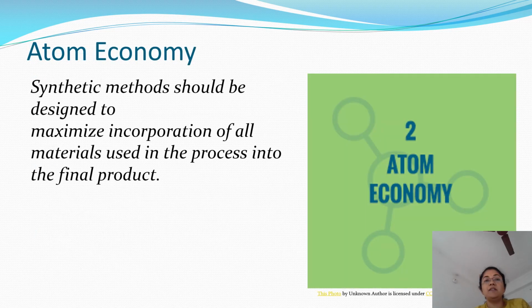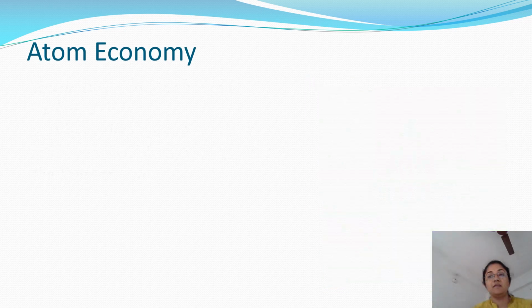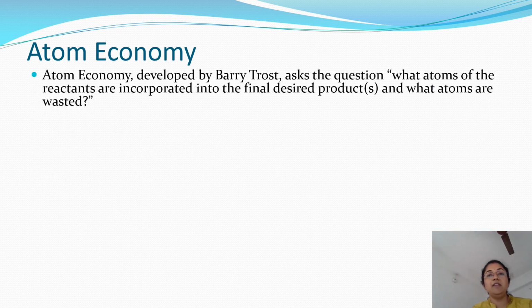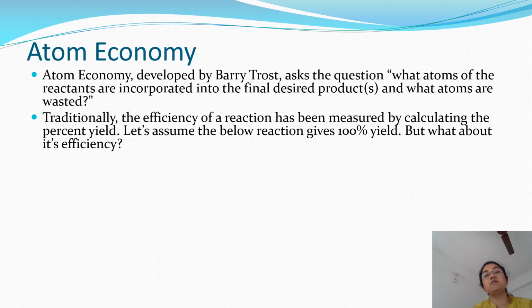Another principle is atom economy, which says how many atoms are there in the reactant and how many of them are there in the product. The more atoms in the product side, the lesser the wastage. Here comes the principle of atom economy. This was developed by Barry Trost. He was the first one who asked what atoms of the reactants are incorporated into the final desired product and what atoms are wasted.